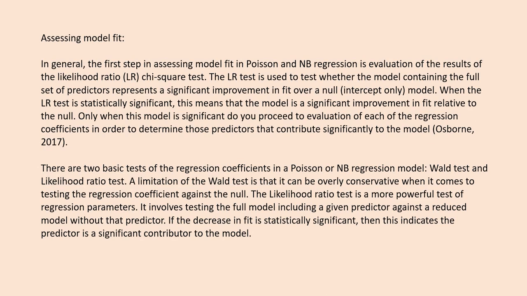There are two basic tests of the regression coefficients in Poisson and negative binomial regression. One is the Wald test, the other is a likelihood ratio test. A limitation of the Wald test is that it can be overly conservative when it comes to testing the regression coefficient against the null. The likelihood ratio test is a more powerful test of the regression parameters. It involves testing the full model that includes a given predictor against a reduced model that excludes that predictor. If the decrease in fit is statistically significant, then this indicates that the predictor is a significant contributor to the model.